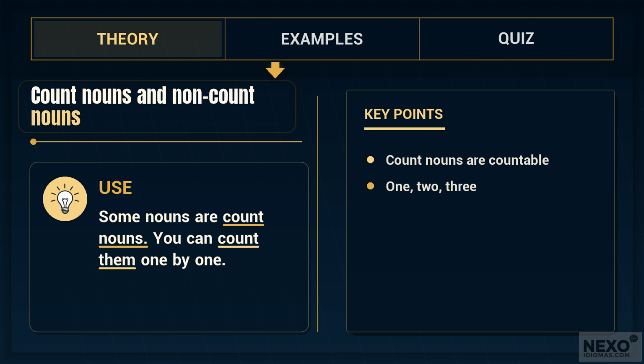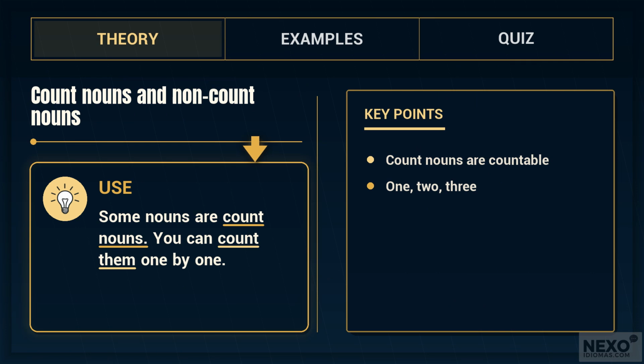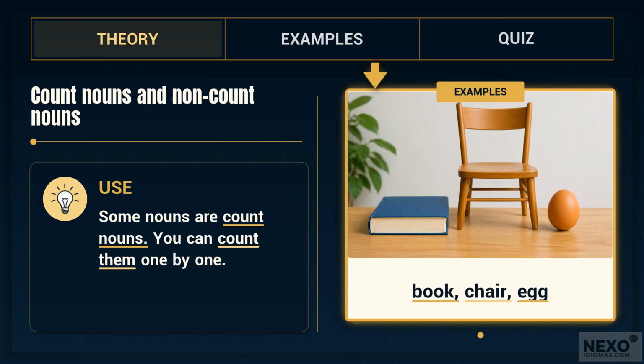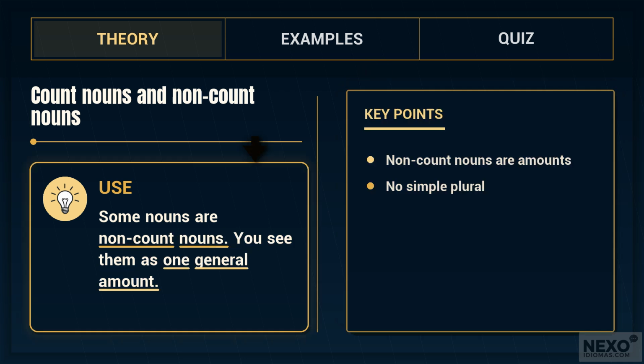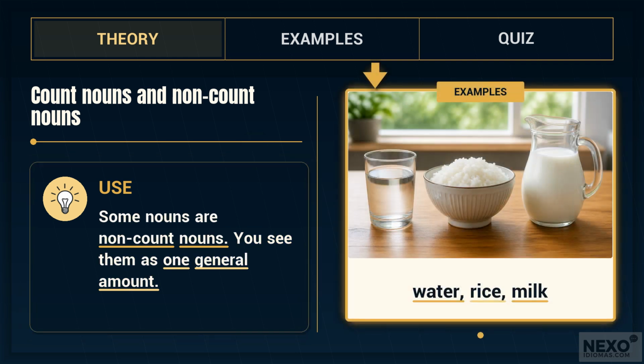Count nouns and non-count nouns. Some nouns are count nouns. You can count them one by one. Example. Book, chair, egg. Some nouns are non-count nouns. You see them as one general amount. Example. Water, rice, milk.